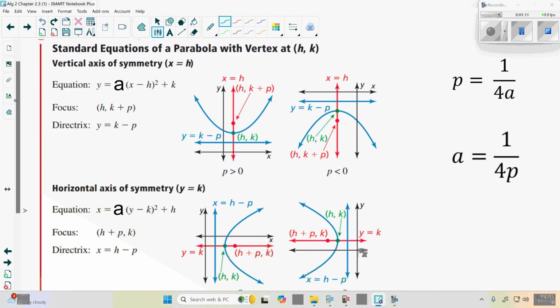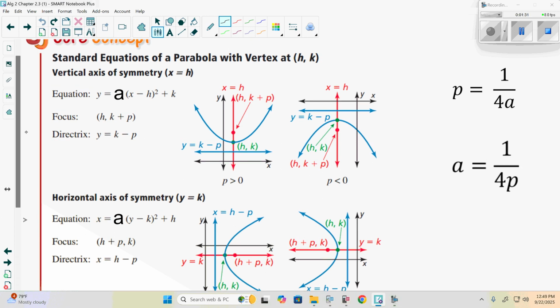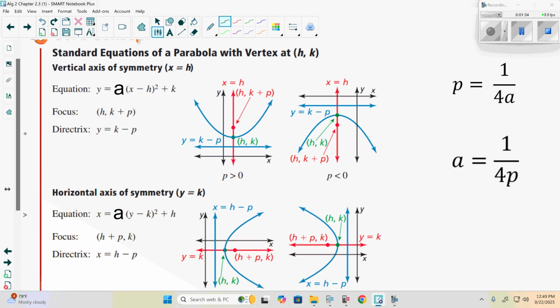Now, normally in place of a, it is 1 over 4p. But it does work out that the value of a, that number that goes in front of the parentheses, is 1 over 4p. And that value of p is actually equal to 1 over 4a. So it's a nice way to be able to go from one to the other. Now, for both of these equations, the vertex is the point h comma k. It's always going to be that, especially with these parabolas.